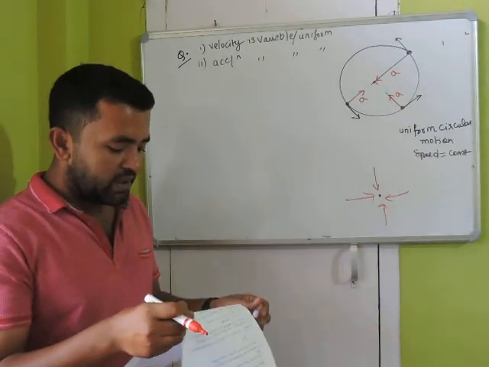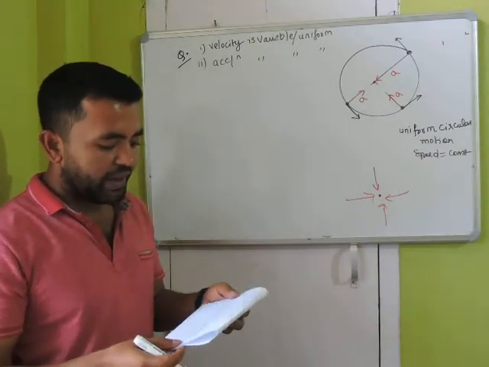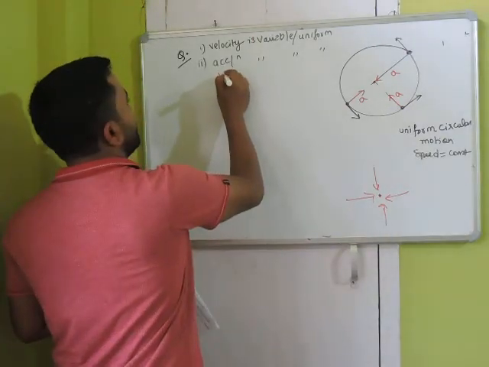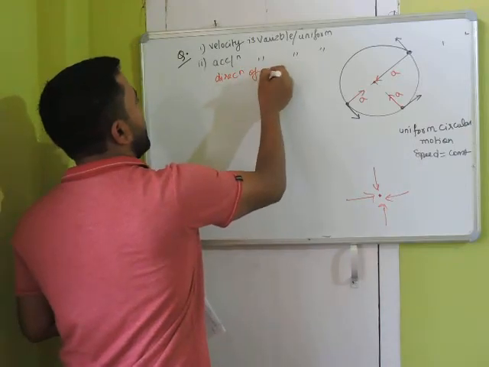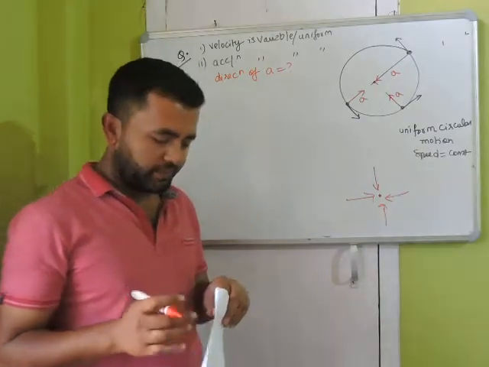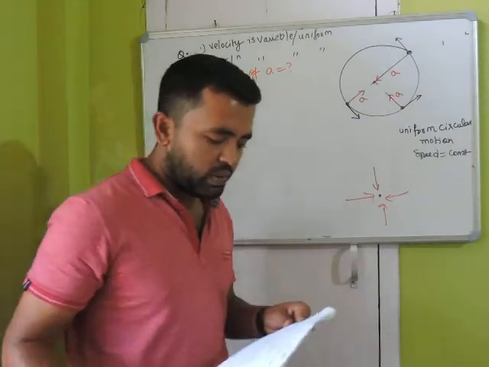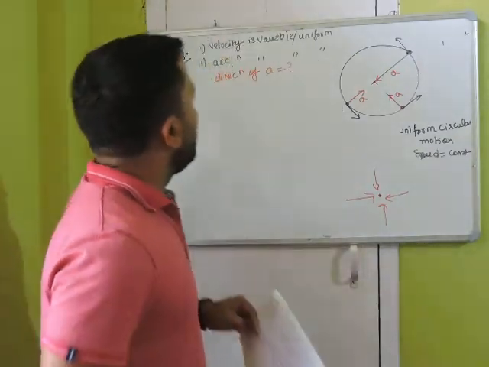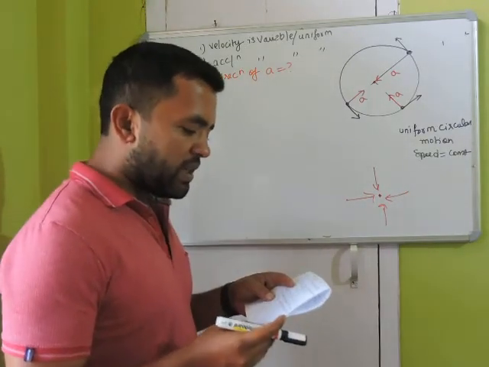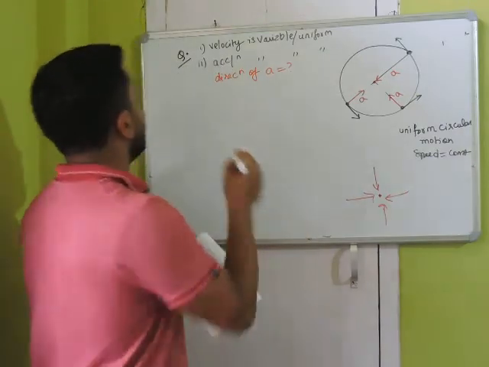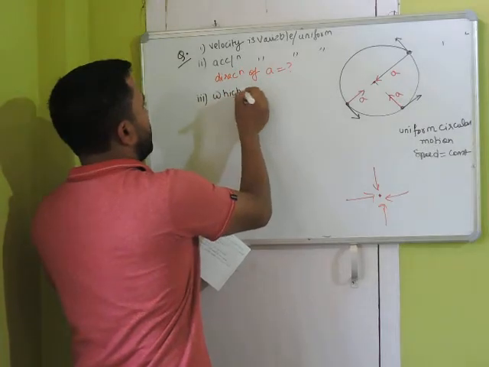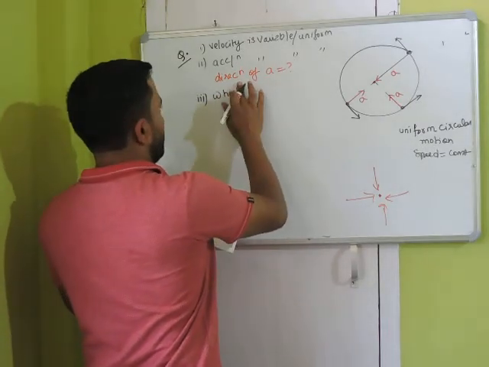The third question is, what is the direction of acceleration at any instant? The direction of acceleration is always towards the center. Now the fourth question is, what force provides the centripetal force?